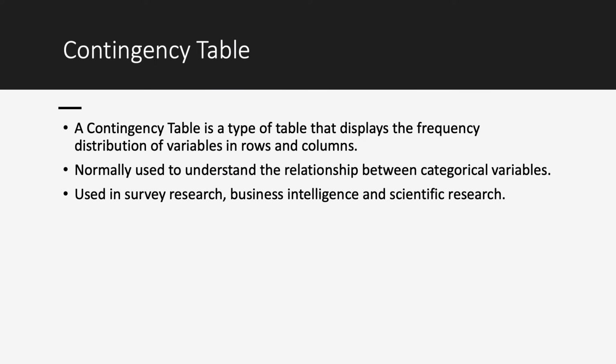A contingency table is a type of table that displays the frequency distribution of variables in rows and columns, normally used to understand the relationship between categorical variables, used in survey research, business intelligence, and scientific research.